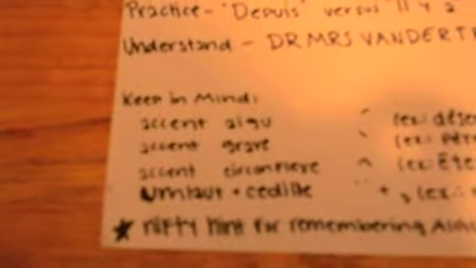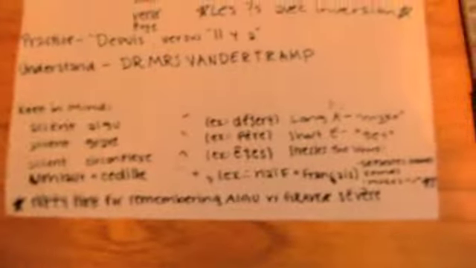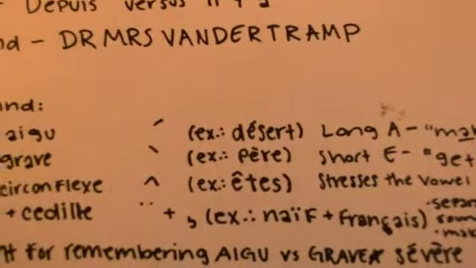Let's focus the camera. Okay, accent aigu. This is accent aigu. For example, excuse me, let me get my camera settings right. In the word désert in French, it's kind of like a long A, such as in make. The sound made from accent grave is like in the word père, or a short E, kind of like get. Désert and père.